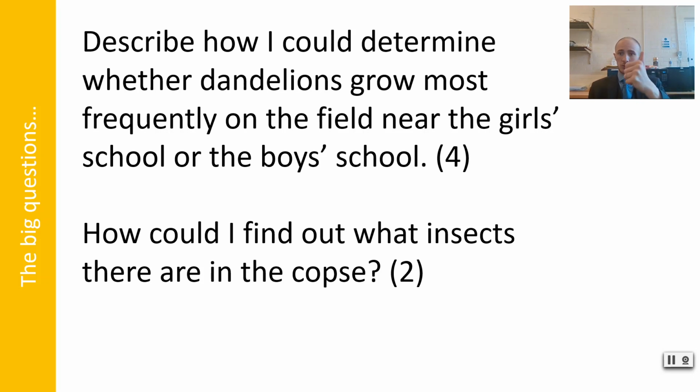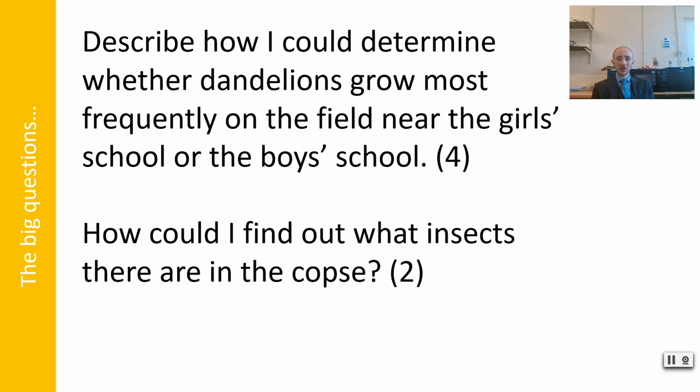So, one more time. You'd use a quadrat. You'd place the quadrat down roughly randomly on the boys' side of the field and the girls' side of the field. You'd do it maybe 10 times, so it repeats. You count how many dandelions there were in each quadrat, and you would take an average per quadrat. So you add them all together and divide by the number of quadrats.